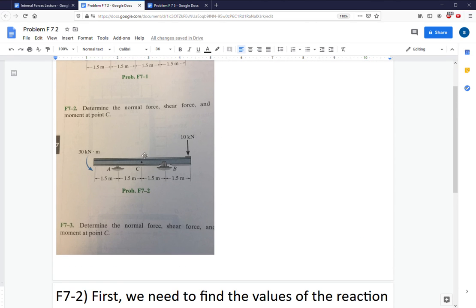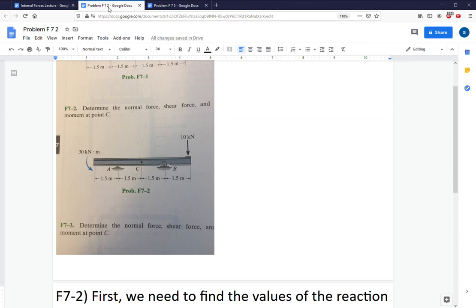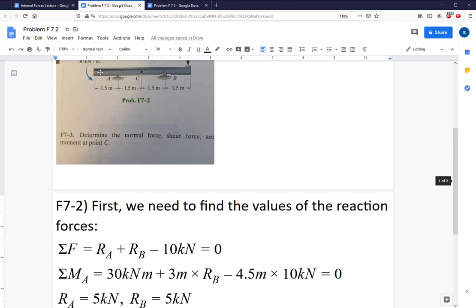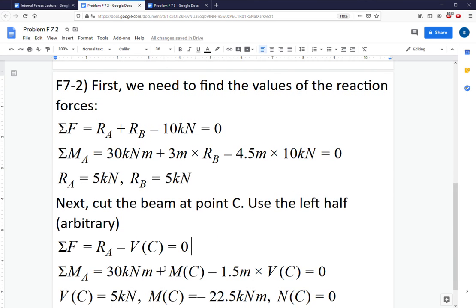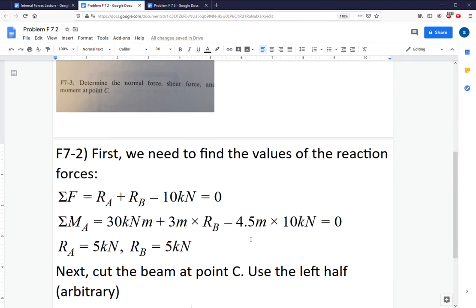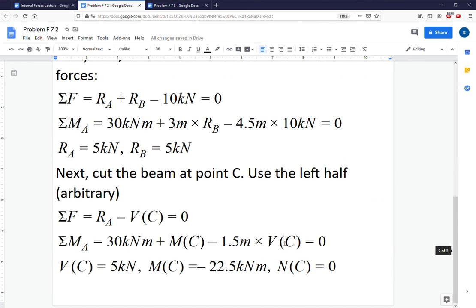And lastly, there will be an internal moment at C. Going back to our sign convention for moment, on the right-hand side, it's a counterclockwise moment, so on the right-hand side, it's positive. So the sum of moments equation about point A becomes 30 kilonewton meters, this applied moment, plus the internal moment at C, minus 1.5 meters times the internal shear at C equals 0. We already had that RA was equal to 5 kilonewtons, which means that the shear at C is 5 kilonewtons.